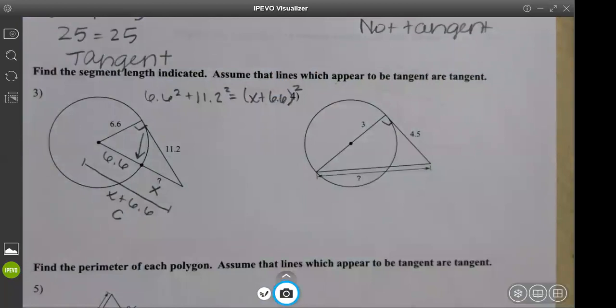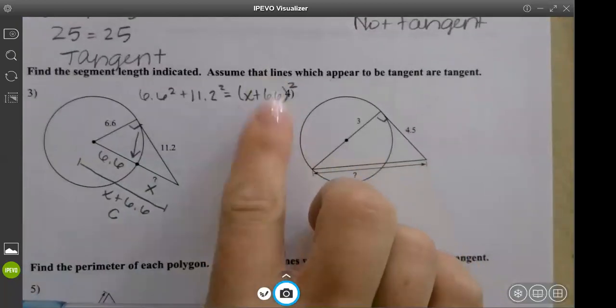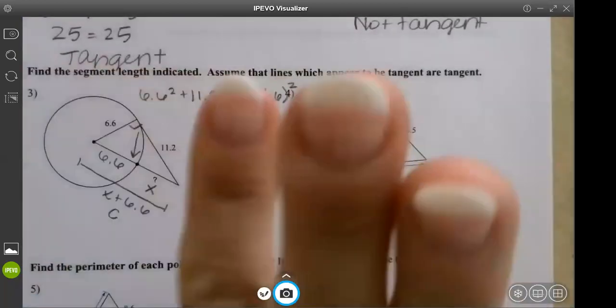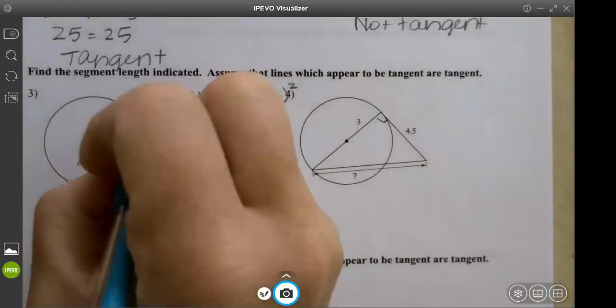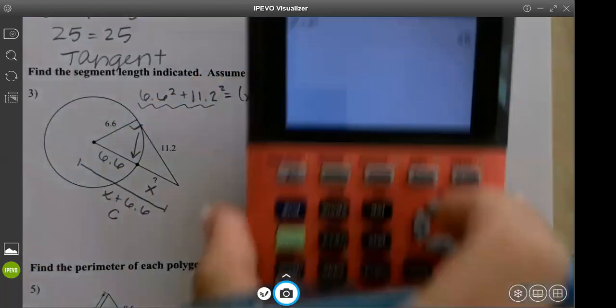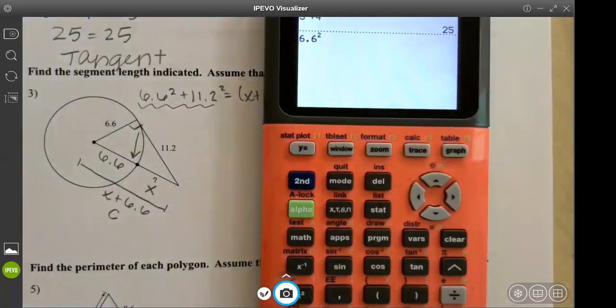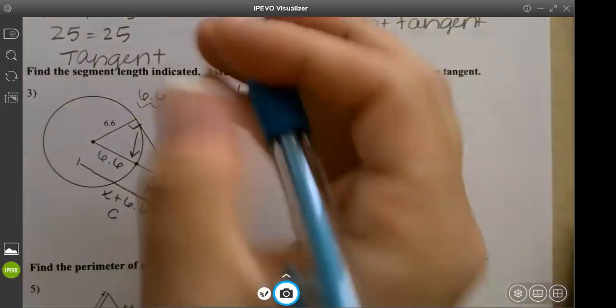I'm going to tell you the easiest way. Do not square this. Do not square this. Does everybody understand? Just leave it alone for right now. We're going to put this into our calculator: 6.6 squared plus 11.2 squared, and we're going to get 169.